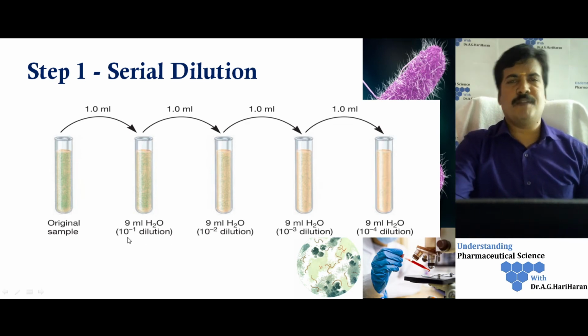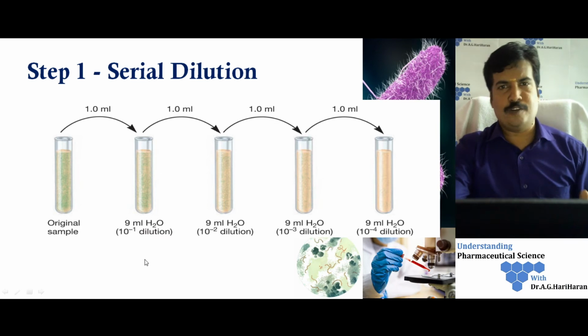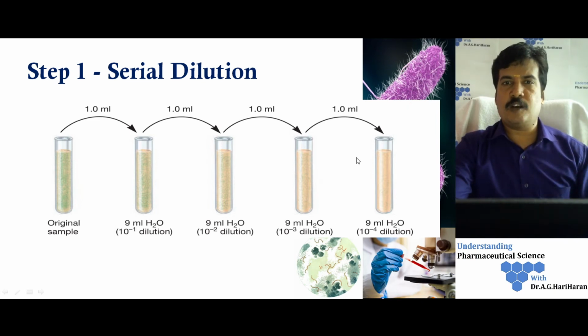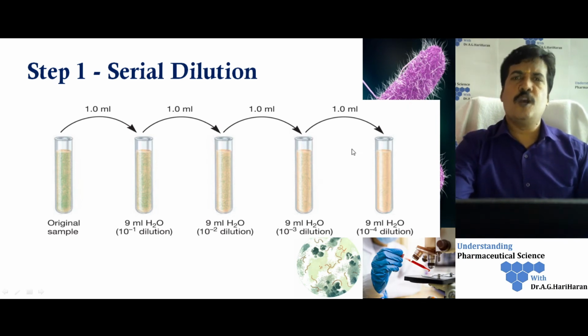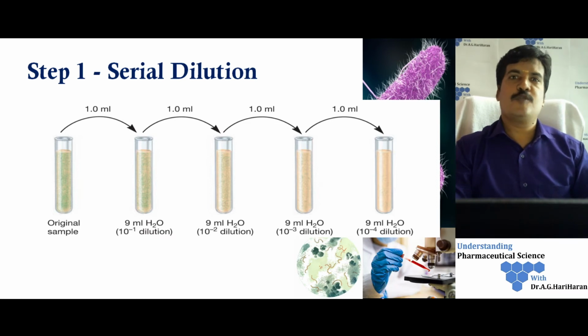If you take 5 ml, then it is a 5-fold serial dilution. So perform 10 to the power minus 1, minus 2, minus 3 and minus 4 dilutions until the colonies are sufficiently reduced so that they can be separated into individual cells.